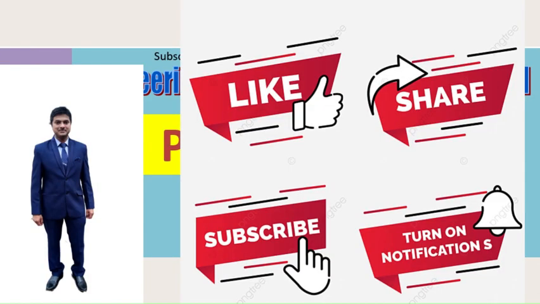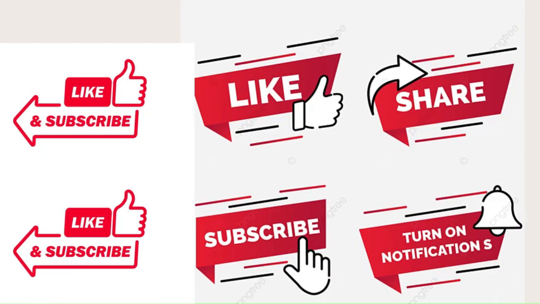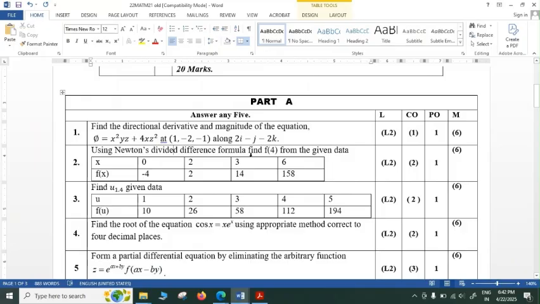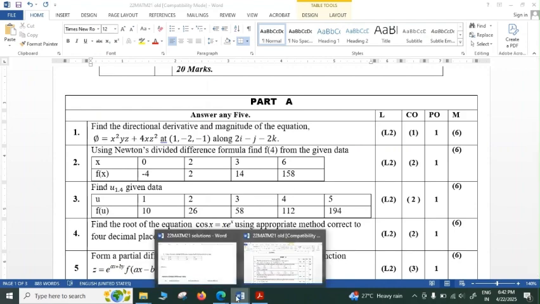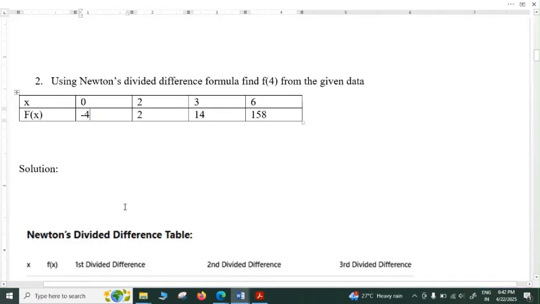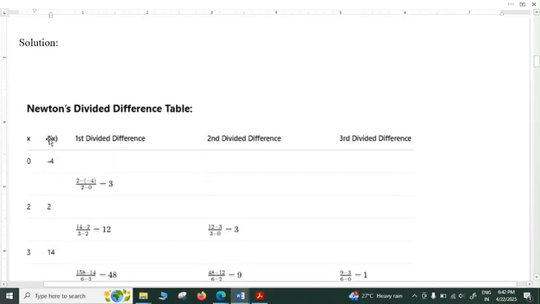Once again we see here, students, the second example in our question paper. Use Newton's divided difference formula. Find f of 4 from the given data. X: 0, 2, 3, 6. f of x: minus 4, 2, 14, 158. Let's solve this example, students. Using Newton's divided difference formula to find f of 4 from the given data, this is the data given. Immediately you have to find the Newton's divided differences.